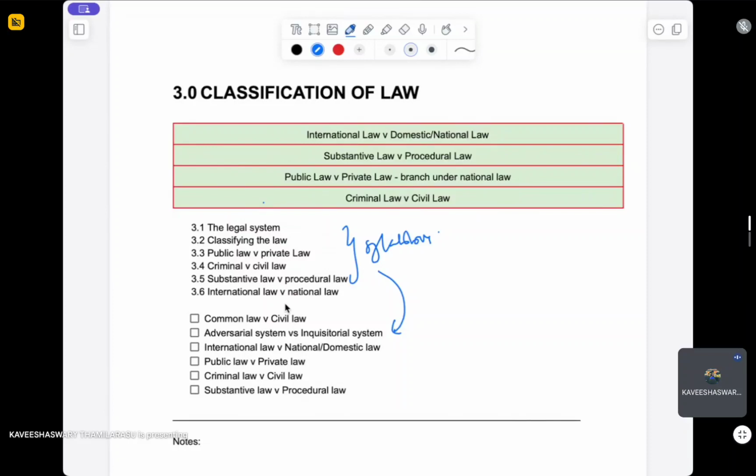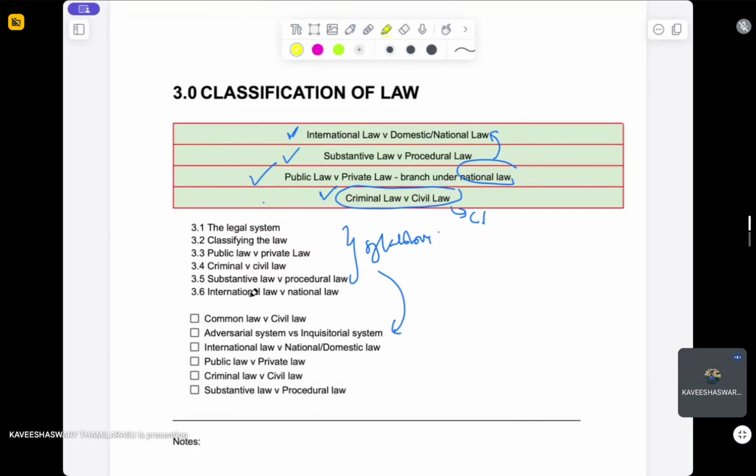Okay, the four major things you have to understand in this topic are: what is the difference between international law and domestic law, which can also be called municipal or national law; and second, substantive law and procedural law, and public law and private law, which are actually under the national law, and then criminal law and civil law. This has already been covered in chapter 1.